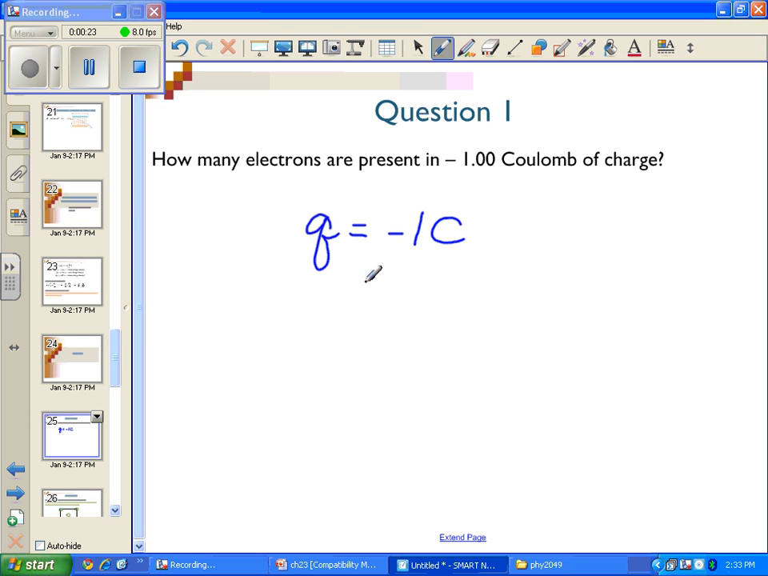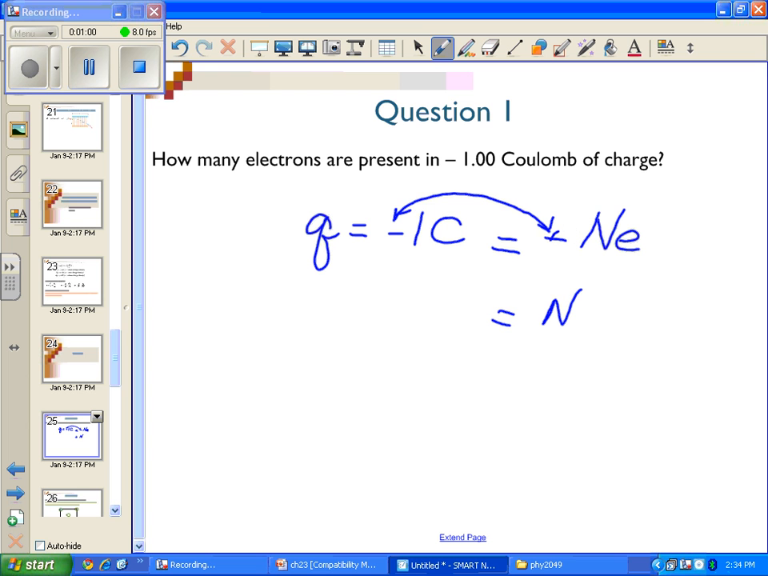Now, we must remember that because charge is quantized, that -1 coulomb is also equal to -n times E. In other words, the minus here, because of course we are referring to negative charge, N will tell us how many electrons worth of negative charge, and E, of course, is the constant that tells us the charge on one electron. So essentially what we're doing is we're solving for N.